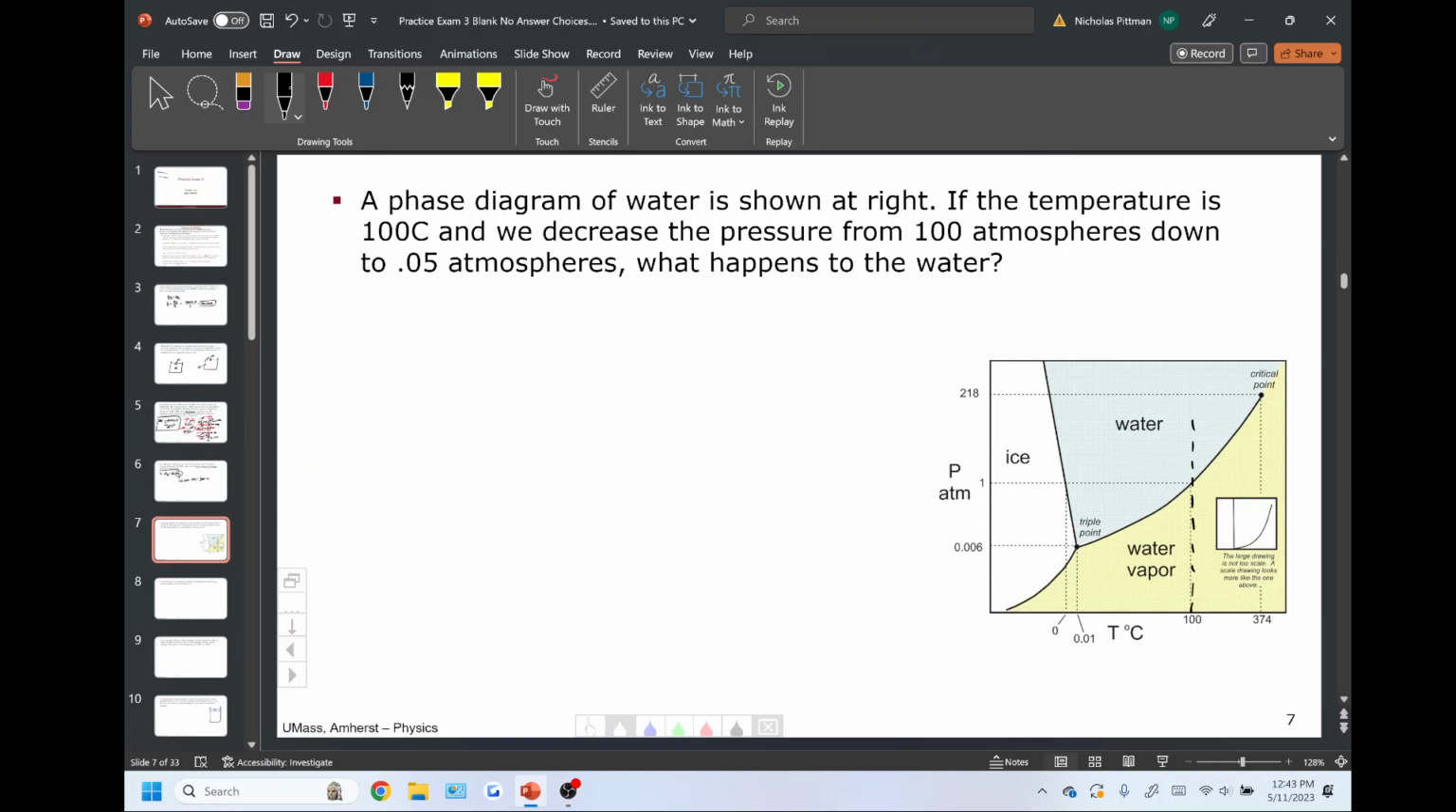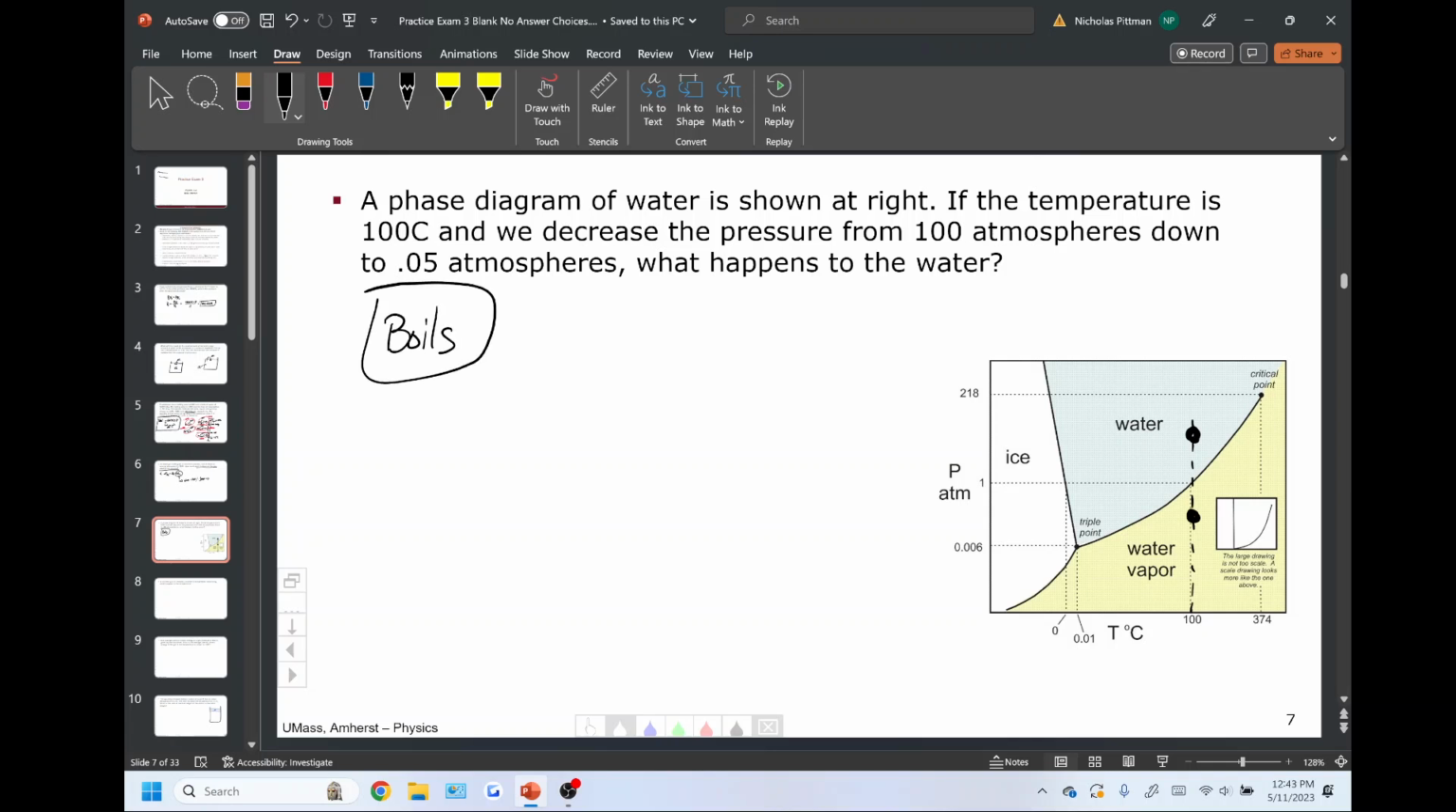Because if I go to the left, that's temperature less than 100. If I go to the right, that's temperature more than 100. We decrease the pressure from 100 atmospheres, which is somewhere like here, down to 0.5 atmospheres, which is somewhere like here, if you look at the vertical scale. So you go from liquid water to water vapor, so the water boils.